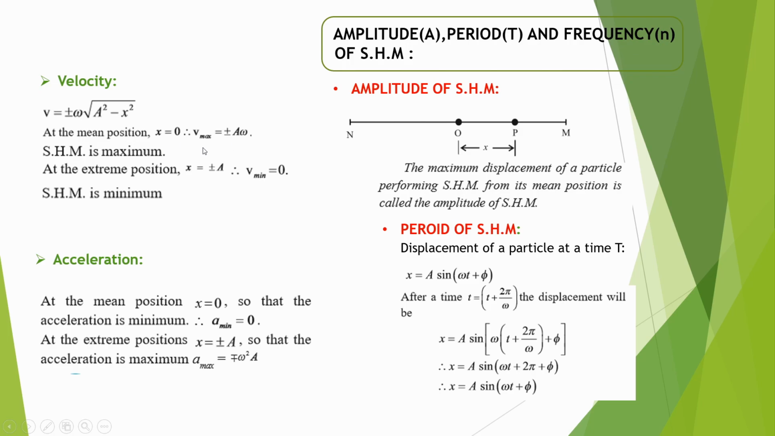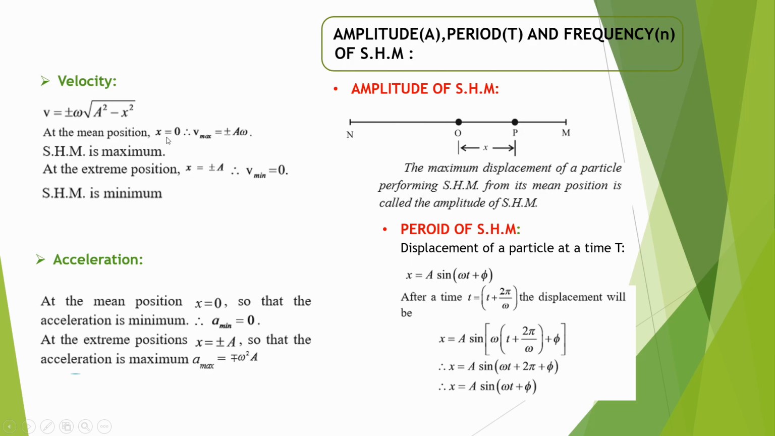Now consider the extreme position, where x = ±A, which is the maximum amplitude. When we substitute x = A, the value is 0. So the velocity is 0, which means the velocity is minimum. When the displacement is minimum, the velocity is maximum, and the formula for Vmax is Aω. When the displacement is maximum, the velocity is minimum.